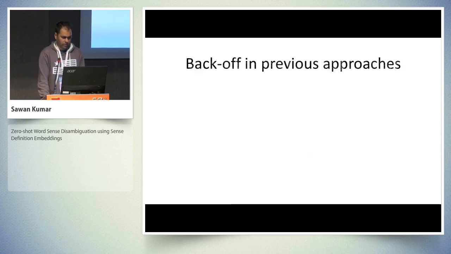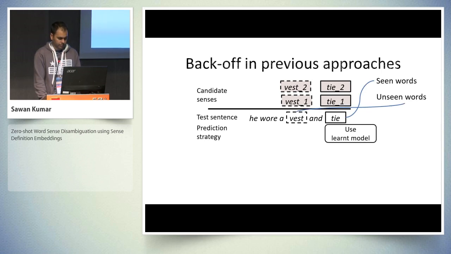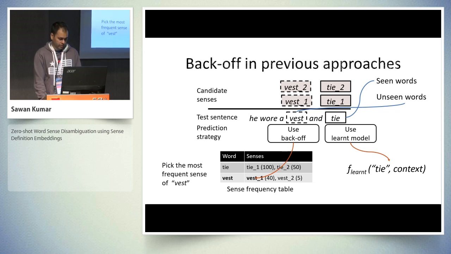Before I go further, I will describe a back-off approach which is used in the previous supervised methods, wherein when a word is not seen, for example, west in this example, we use a back-off method. So if tie is a word which has been seen, we use a learnt model and predict using the word in the context. If a word is not seen, such as west, we use a back-off which basically looks at a sense frequency table and picks for that particular word the most frequently occurring sense.